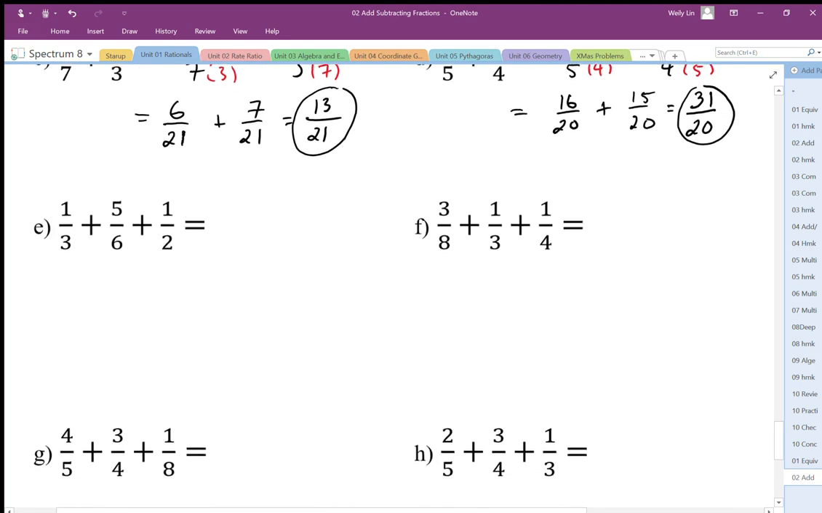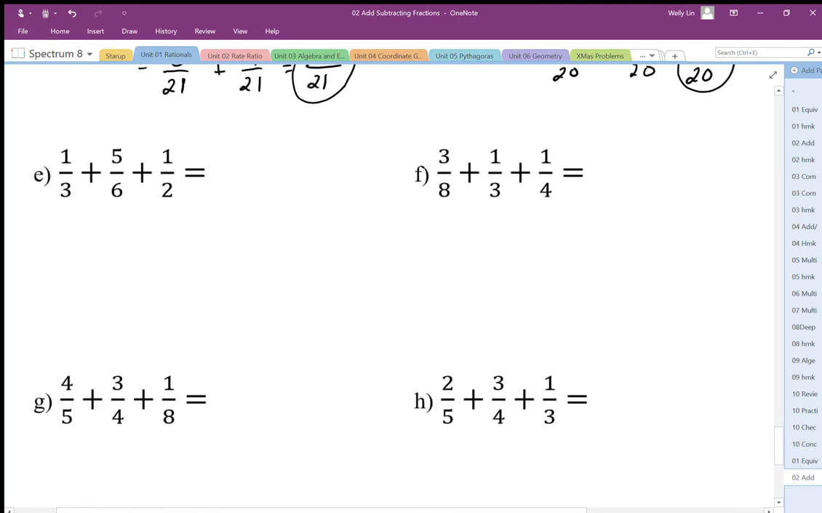Okay, so if I'm adding together 3 fractions, I need a common denominator for all 3 fractions. So in this case, looks like I can use a common denominator of 6. I'm going to do times 2, times 2. Okay, plus 5/6. There's not going to be times anything here. For the 1/2, I'm going to use a times 3 and times 3.